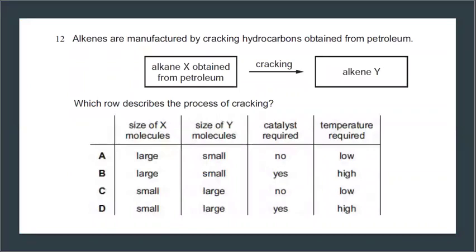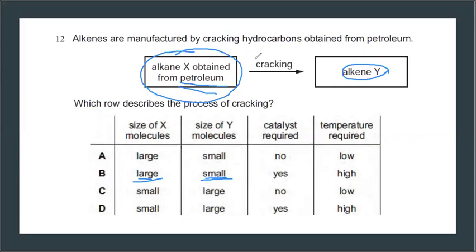All right, number 12. Alkenes are manufactured by cracking hydrocarbons obtained from petroleum. Alkane X obtained from petroleum undergoes cracking and gives you alkene Y. So if we have an alkane, we are dealing with a large alkane because we get it from petroleum, in its raw state. This undergoes cracking and gives us an alkene, which would most likely be a small substance. So it goes from a large X to a small Y.